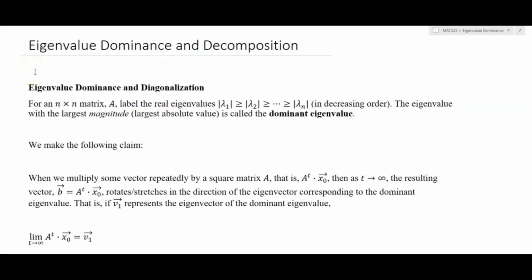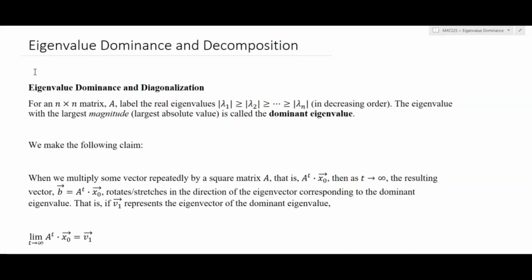Hello and welcome back. In this video lesson, we're going to look at eigenvalue dominance and decomposition. So one of the things we've already described or seen is that if you repeatedly multiply some vector by a matrix A over and over again, it performs a geometric transformation. It rotates and scales that vector.